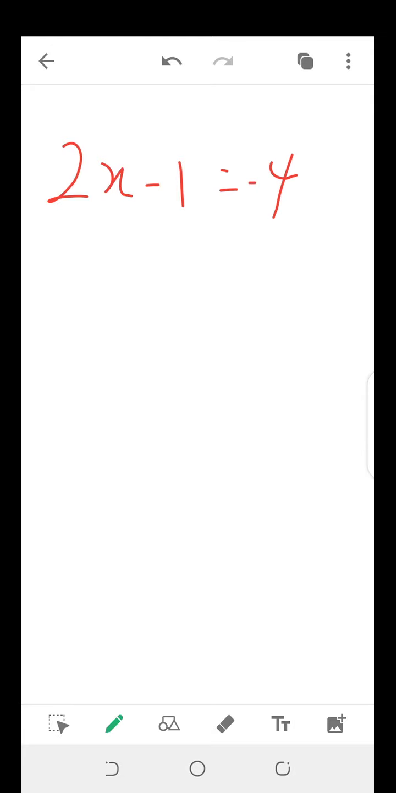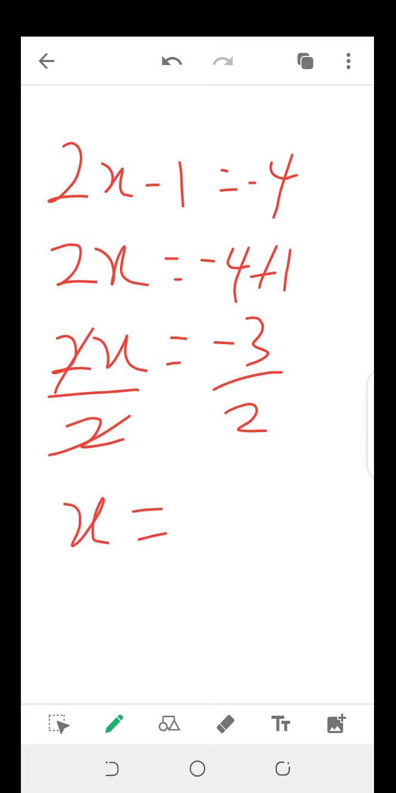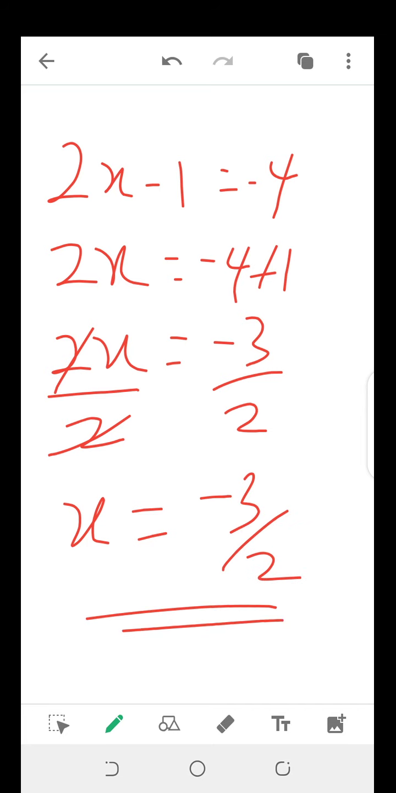Grouping like terms, you have 2x is equal to minus 4 plus 1, and then 2x is equal to minus 3. Divide this one by 2, and we divide this one also by 2. Then x is equal to minus 3 over 2. Okay, so thank you. That's the end of this tutorial.